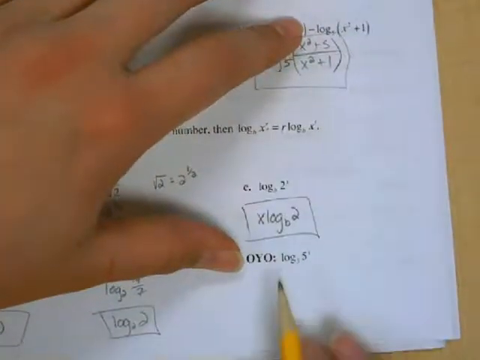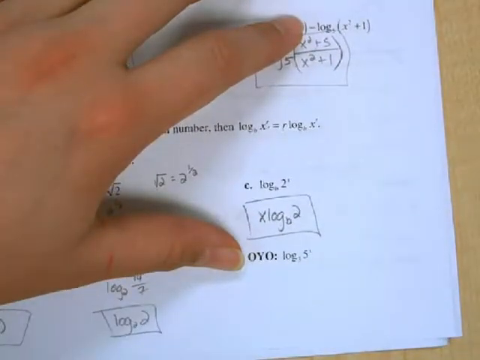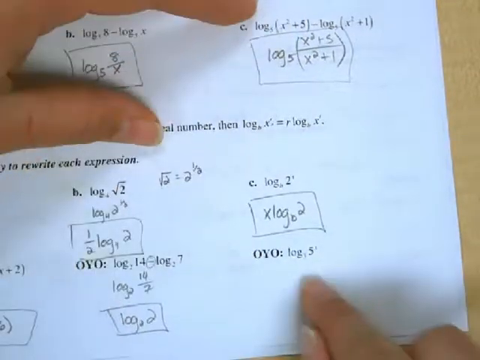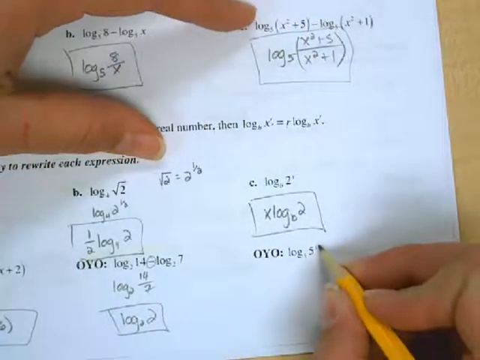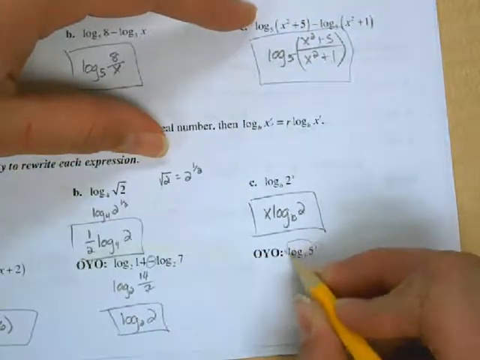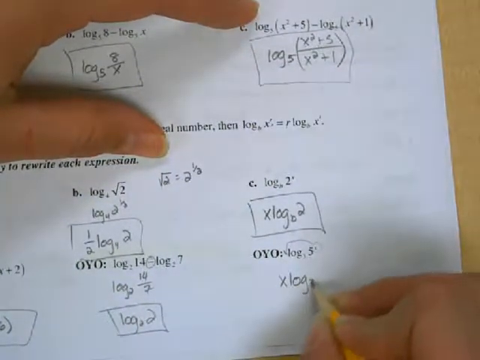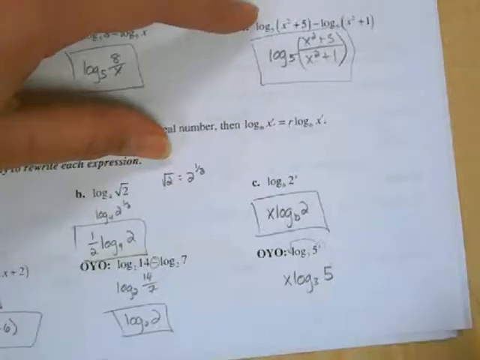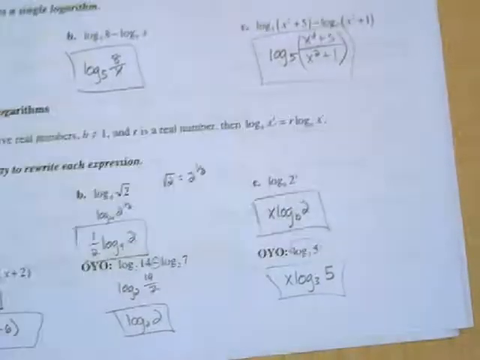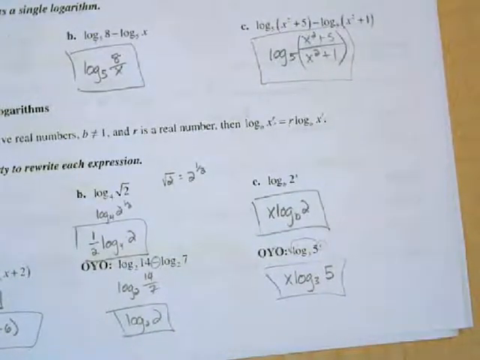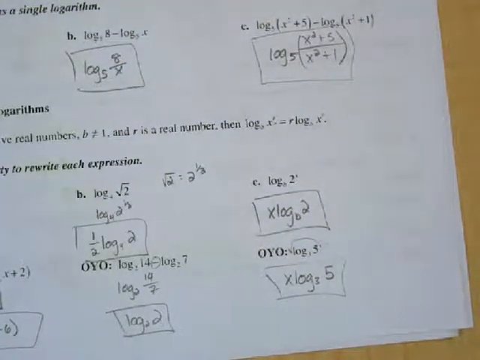Very last one here. Log base 3 of 5 raised to the x power. It's already written as a single log. All we want is to see it simplified so that the exponent, by the power property, can drop in front. So x log base 3 of 5. Okay, so those would be the 3 answers for the on your own. Hopefully you got those right. If not, you can go back through and watch this again and see where you went wrong.